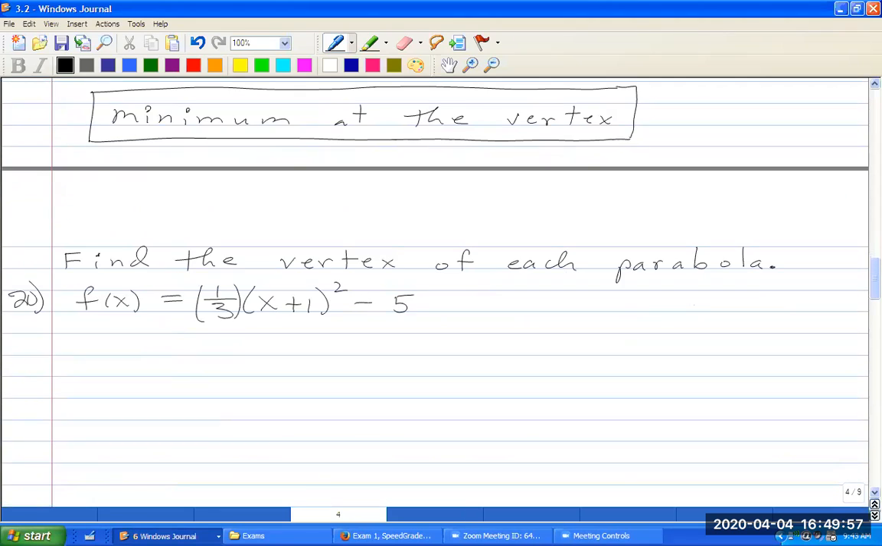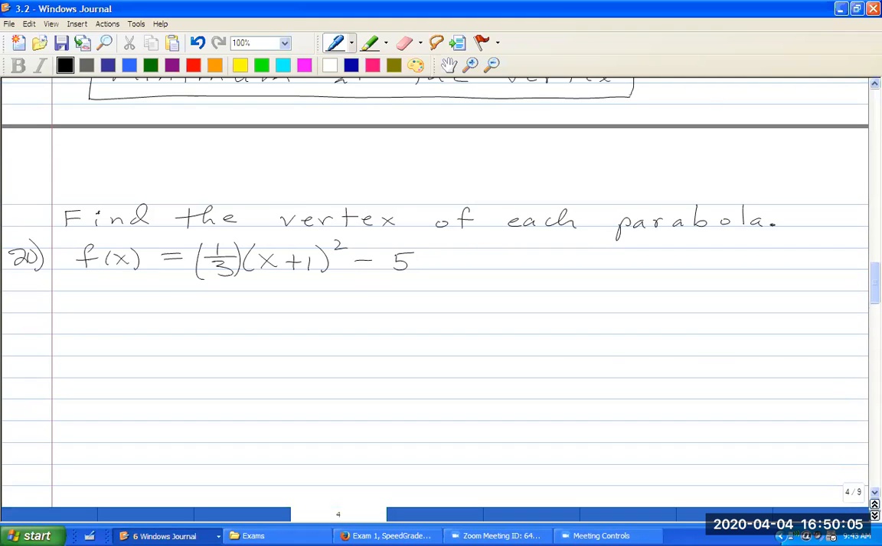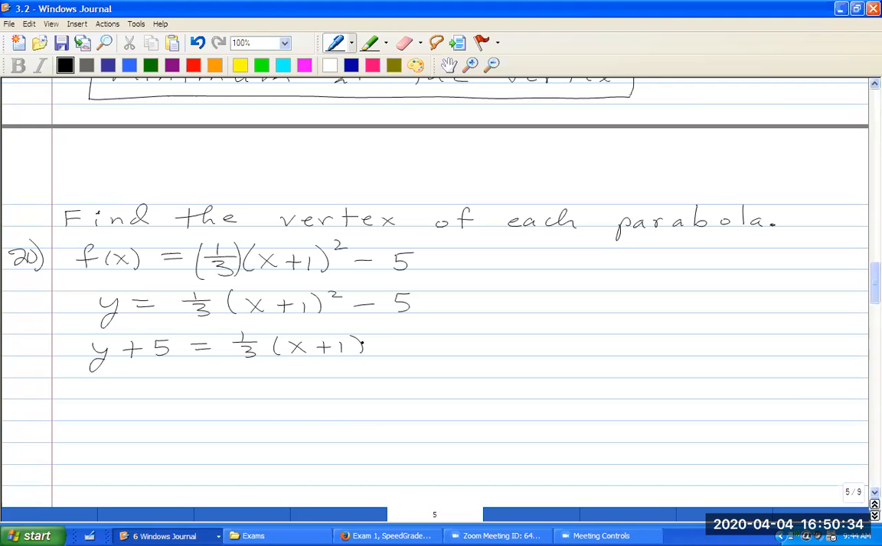Problem number 20. Find the vertex of each parabola. Okay, so first off, let me rewrite f of x as y. So y is equal to 1/3 (x plus 1) squared minus 5. Let's add 5 to both sides of my equation. So y plus 5 equals 1/3 (x plus 1) squared.